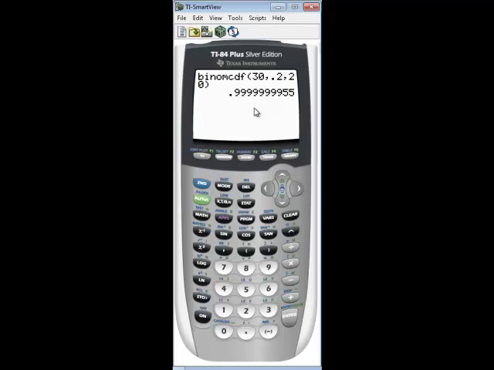Alright, so that's at most 20, and then to do at least 20, that was the trickier one because we had to find the complement first and then subtract. So we said we needed to find 19 or less and then subtract that from 1 to get the complement that we actually want. So we can actually go and type in 1 minus, and then I can go into the distribution menu. Need binom CDF again.